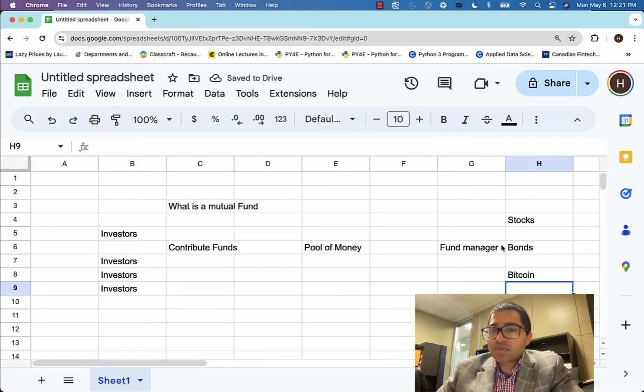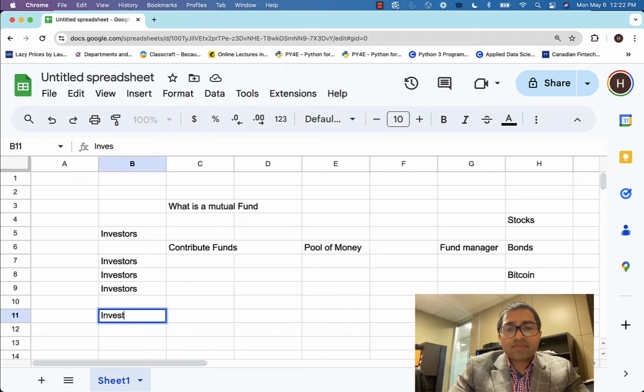So what is a mutual fund? A mutual fund is a vehicle where investors contribute funds. They pool together their money. That pool of money is managed by a fund manager who then makes investments in stocks, bonds, and other vehicles like gold, Bitcoin, international stocks, et cetera. Now, what does an investor own?